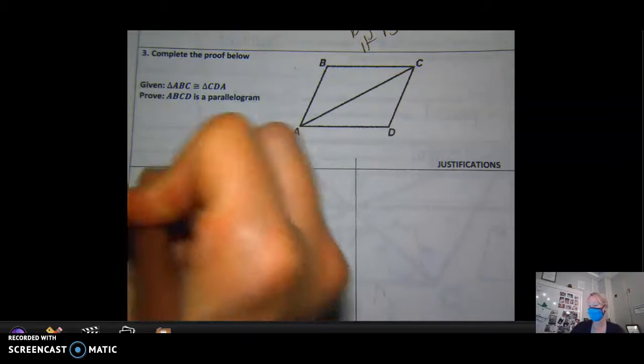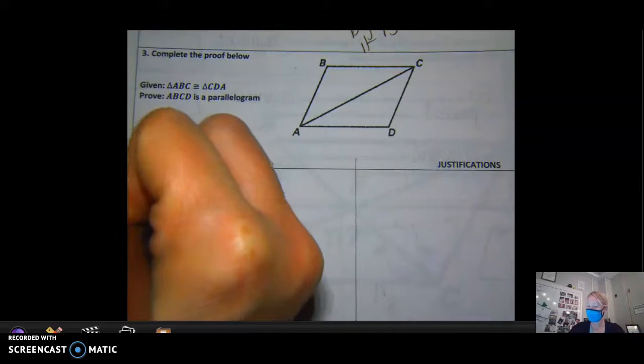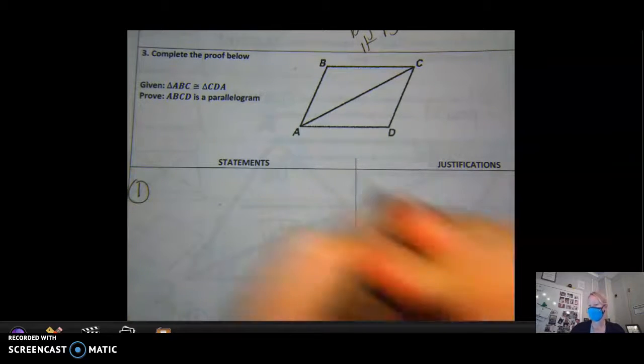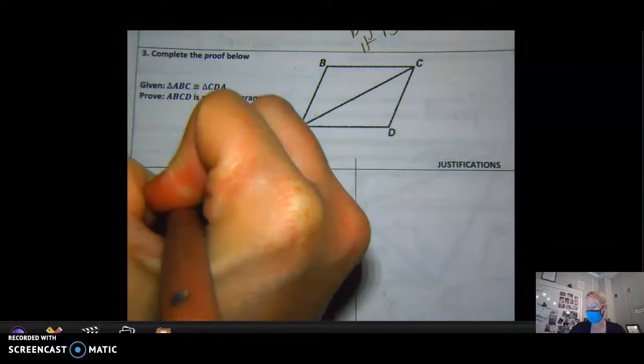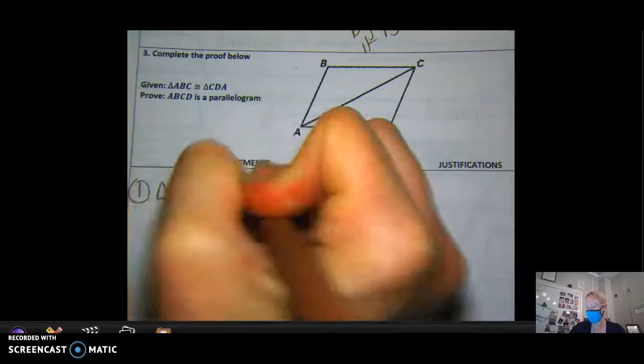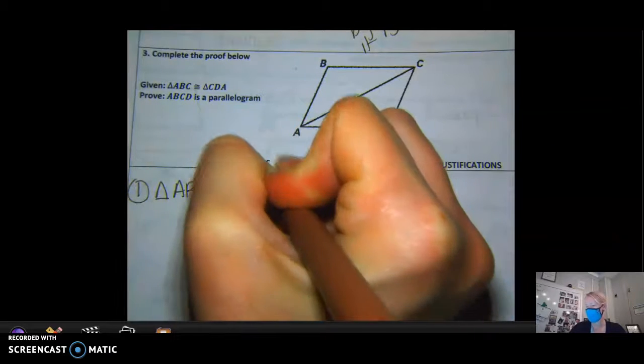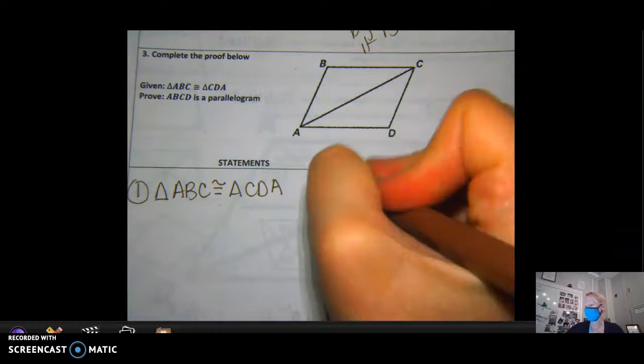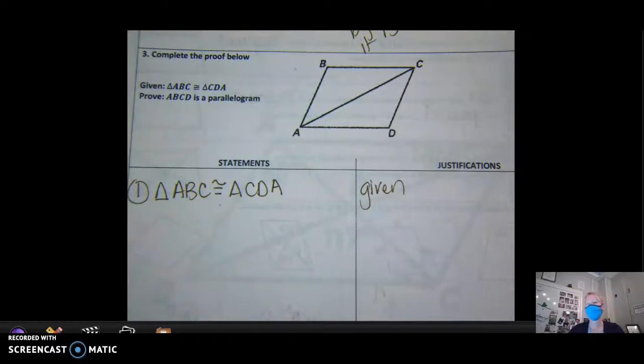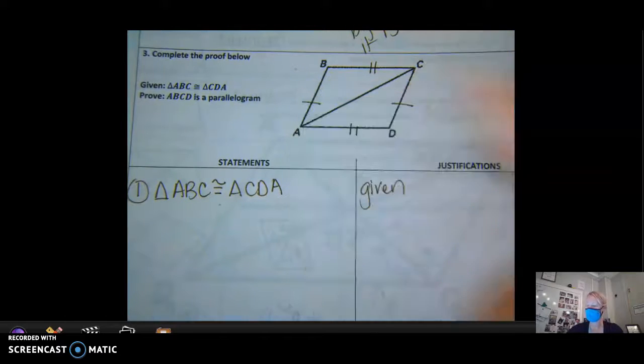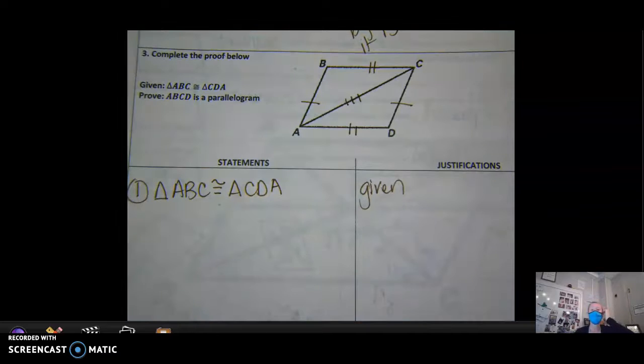What is the first statement that I can say on this guy? The given. So triangle A to B to C is congruent to triangle C to D to A. When you write that, and that's a given, that's the reason. When you write that, you should start marking it. So A to B is congruent to C to D. B to C is congruent to this part, and then the diagonal is congruent to itself. Okay? So right now, I know that all opposite sides are congruent to one another.